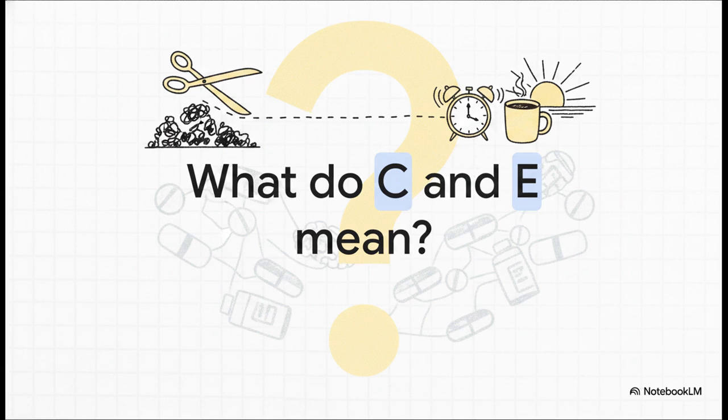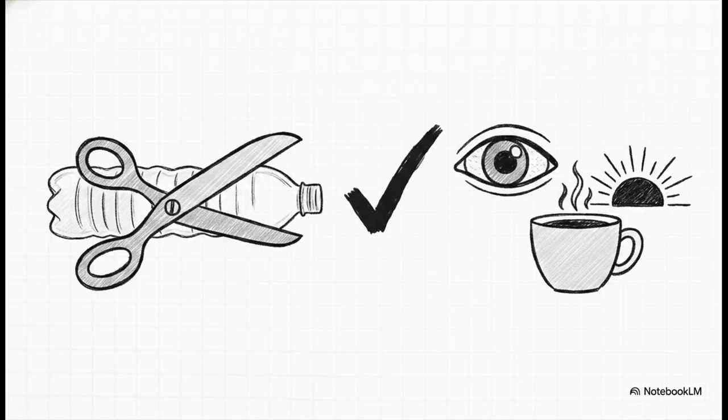Here's your first challenge. What do the C and the E in the SAGE questionnaire stand for? Take a second to think about it. I'll give you a tiny hint. The C is an action you take to reduce something, and the E is something that happens literally first thing in the morning. Okay, did you get it? C stands for cut down, as in feeling the need to cut down on drinking. And E stands for eye-opener, meaning needing a drink first thing in the morning. Fantastic job if you remembered those.